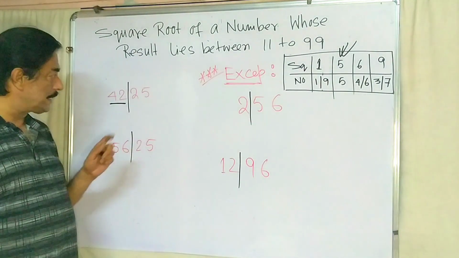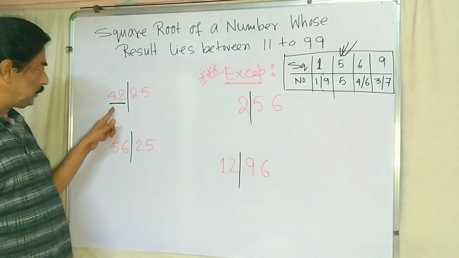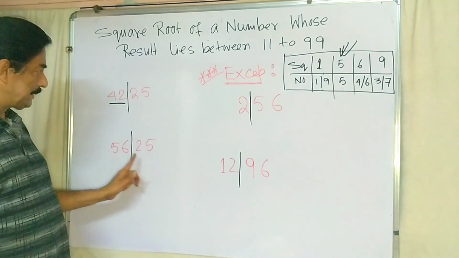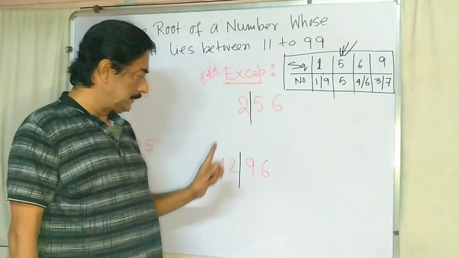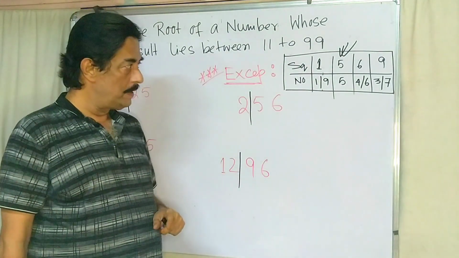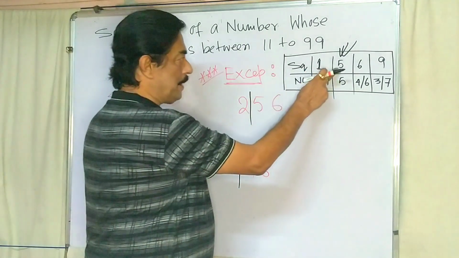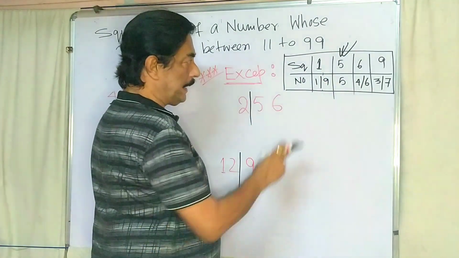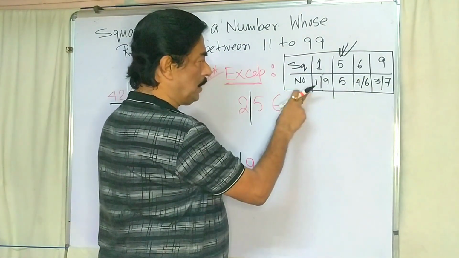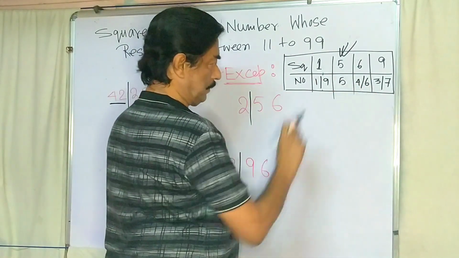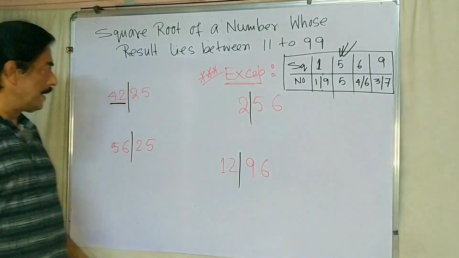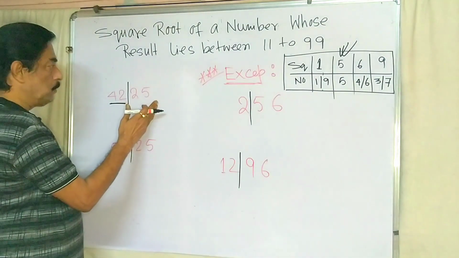Let us take a new example: 4225, 5625, 256, 1296. Recall our previous table. Under 5 there is only one number, 5. But in the case of 1, 6, 9 there are two numbers: 1, 9, 4, 6, 3, 7. Step 1. Divide into two parts.